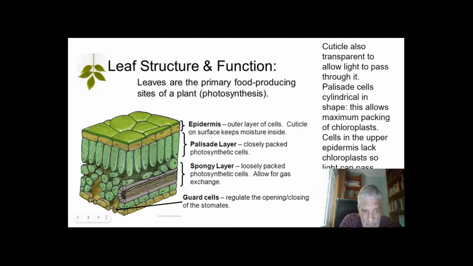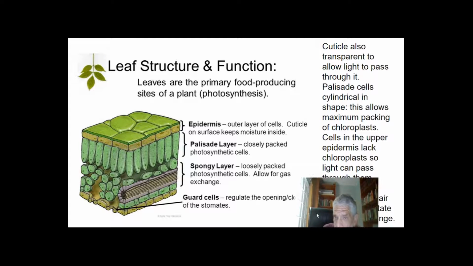And then we have the guard cells. The guard cells regulate the opening and closing of the stomata. So in general, they open during the daytime and close at night time. They're open during the daytime so that gaseous exchange can occur and carbon dioxide can enter. And they close at night time to prevent water loss. Because one of the drawbacks of the structure of a leaf is it allows water loss, and the leaf loses a lot of water.